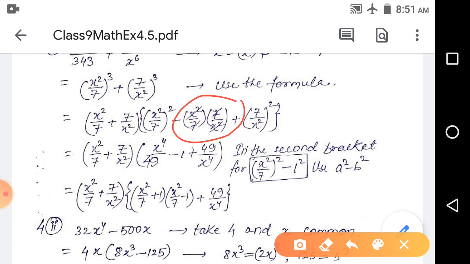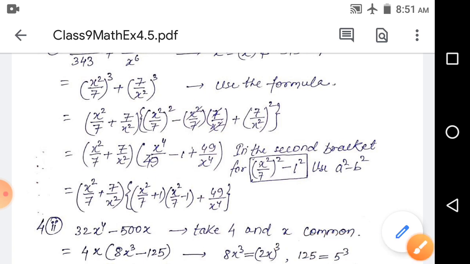Now what is left? It is x square by 7 plus 7 by x square, and this is x square by 7 whole square, so it will become x square square, that means x to the power 4, by 7 square which is 49, minus 1, what is left here? All terms are cancelled, so 1 is left here. And in the last term it is 49 by x to the power 4, for the 7 square it is 49 and x to the power 4.